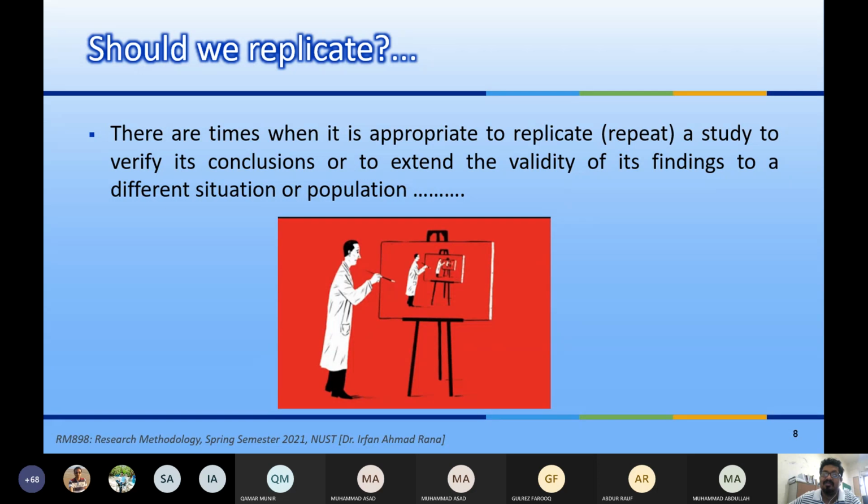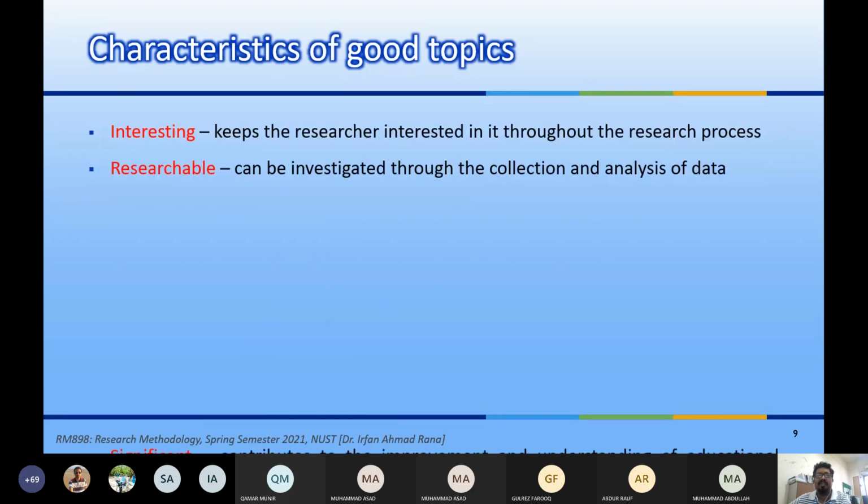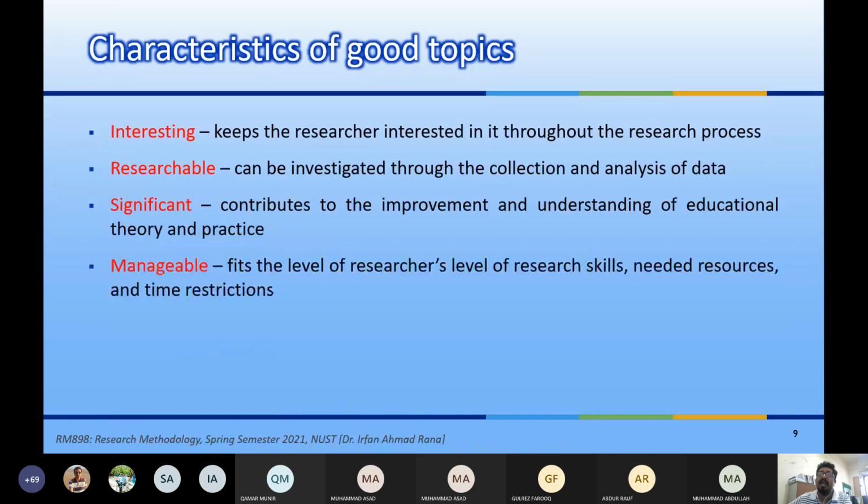Research is conducted at a very fast pace all over the world, and for most of the topics which I research, I usually find that they've already been researched. So I try to find the gap. Some characteristics of a good topic: it should be interesting, researchable, significant, and manageable. A very good point is manageable. Student, you need to know your limits as well. Know the limits of your advisor. Know the limits of your own labs.